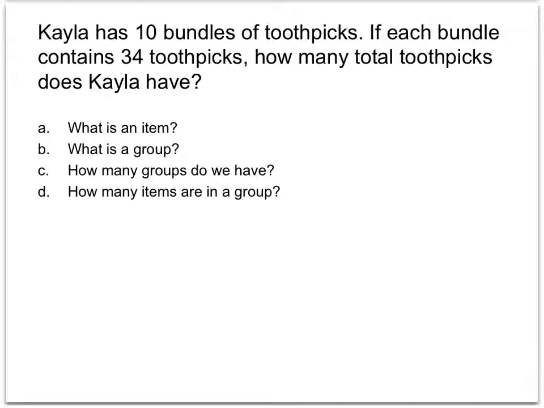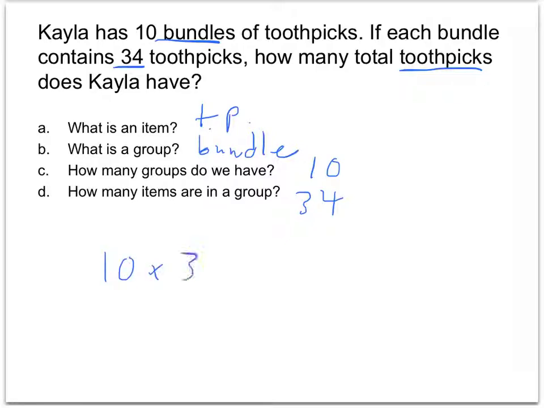Okay. So first question, what is an item? Well, if we look at the question, it says how many total toothpicks does Kayla have? So an item is a toothpick. Okay. Now, what is a group? Well, it says that we've got these toothpicks arranged in bundles, so a group is the same as a bundle. And then how many groups do we have? Well, we're told that we had 10 bundles. And then how many items are in a group? Well, we're told that each bundle contains 34. And so by our meaning of multiplication, we have 10 groups and 34 items in a group. And so 10 times 34.